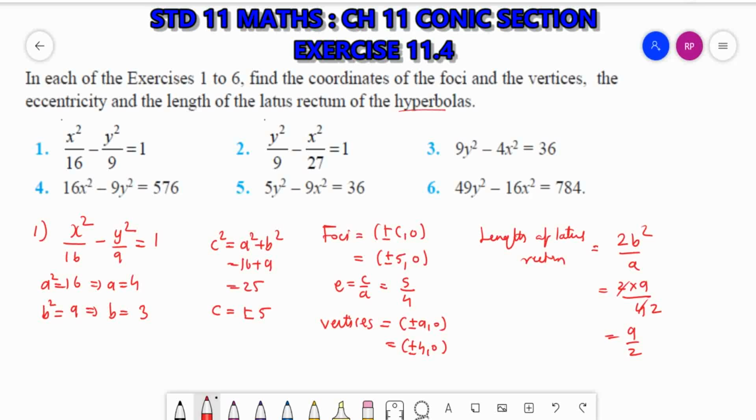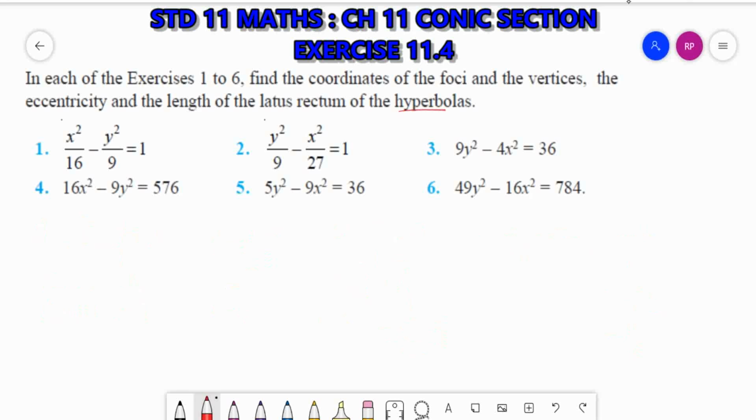Now let's see the sixth one. Question number 6. It's 49y square minus 16x square equal to 784. So let's divide both sides by 784. So 49y square by 784 minus 16x square by 784 equal to 784 by 784. Now see, 49 16s are 784.